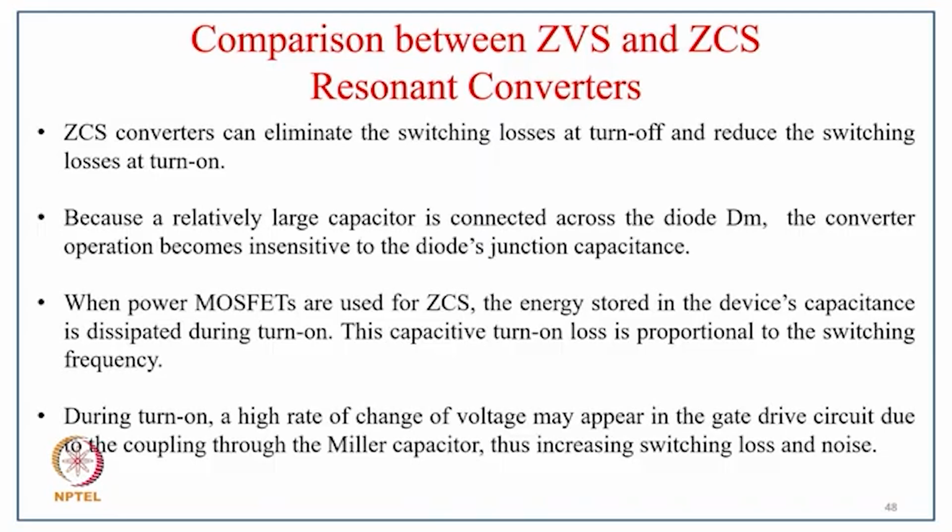So ZCS converters can eliminate the switching losses at turn off and reduce the switching losses at turn on. And because a relatively large capacitor is connected across the diode DM, the converter operation becomes insensitive to the diode junction capacitance. And when power MOSFETs are used for ZCS, the energy stored in the device capacitance is dissipated during turn on. So this capacitance turn on loss is proportional to the switching frequency.